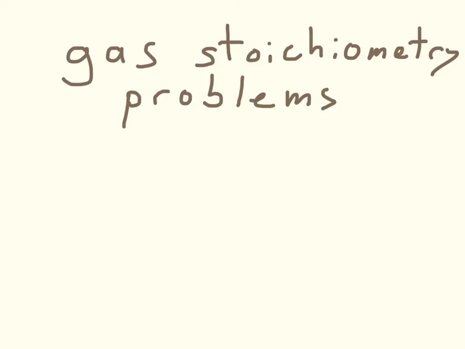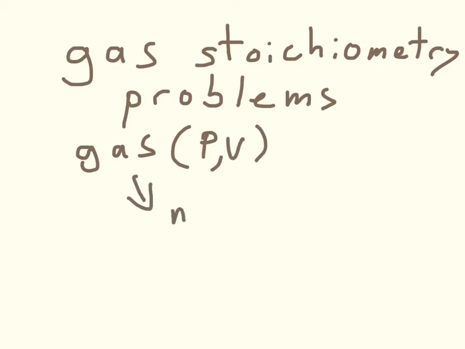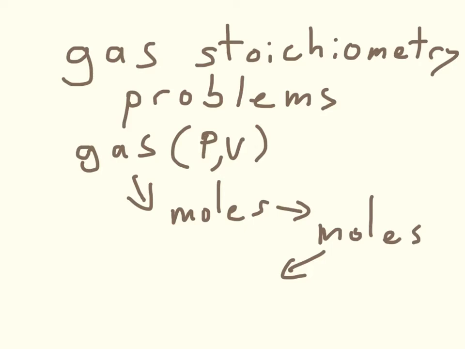So if we started off with a gas phase reactant, we would just go from the amount of gas, and that would usually be the pressure and the volume. We'd use that to find the number of moles, and we'd use that to find the number of moles of something else. So maybe the gas is a reactant, and we'd find the moles of product, and then maybe we'd find the mass of a product, something like that.